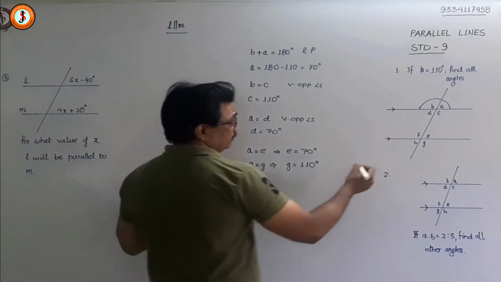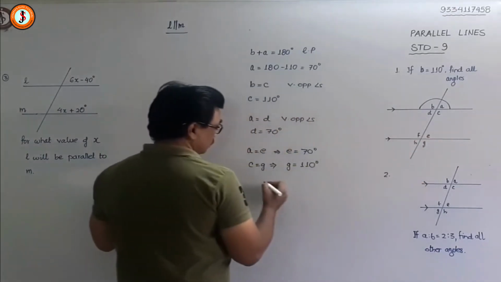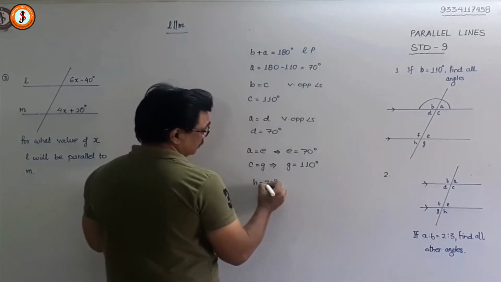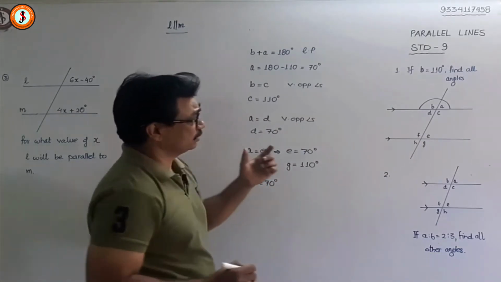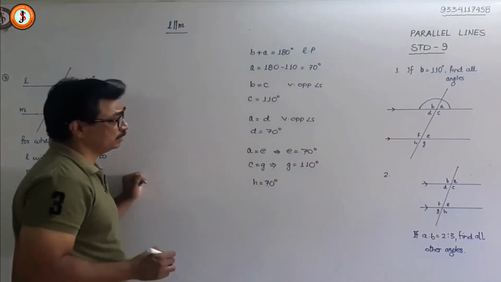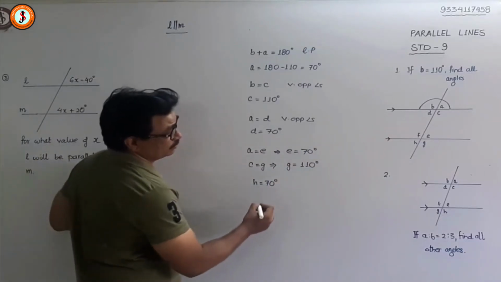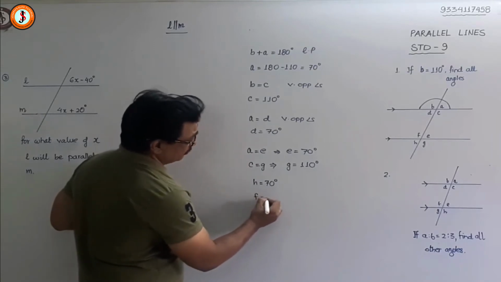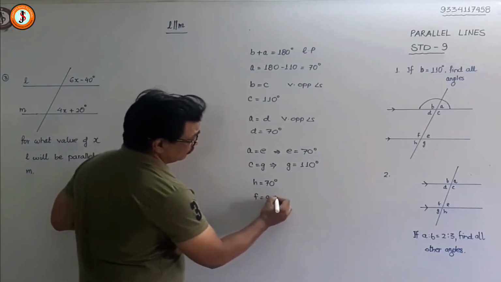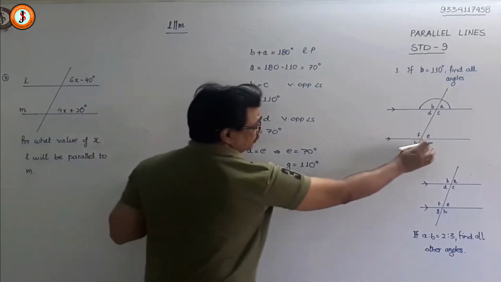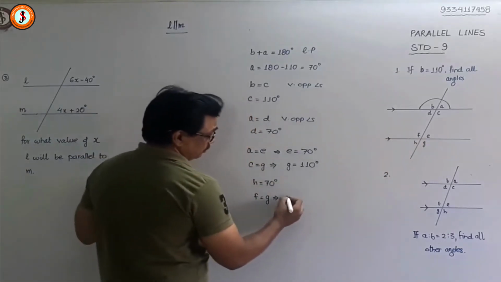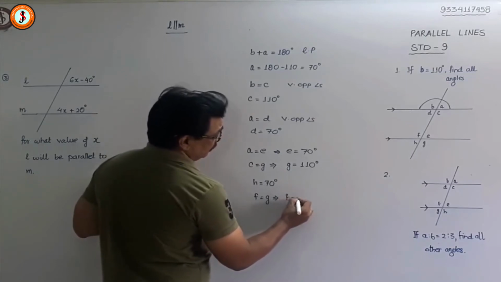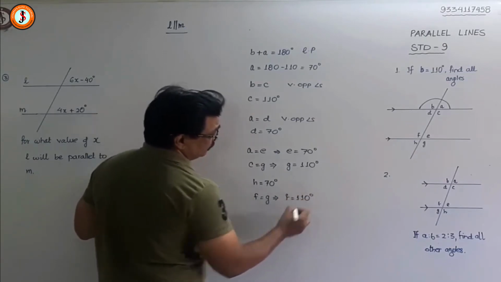And same way we can find out E is equal to H. So H will be equal to the value of 70. Why is E equal to H? Because they are vertically opposite angles. Same way, F will be equal to G, because vertically opposite angles. So F will be equal to 110 also. So we get all the angles.